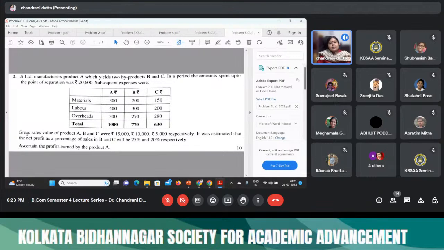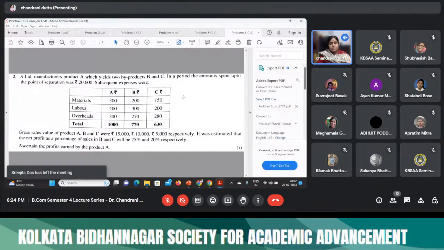It was estimated that net profit as a percentage of sales in B and C will be 25% and 20% respectively. Ascertain the profits earned by the product A. So you need to find out the profit of product A. In order to do that, you need to find out the share of joint cost of A. And in order to find out the share of joint cost of A, you need to find out the share of joint cost of B and C. And how will you do that?